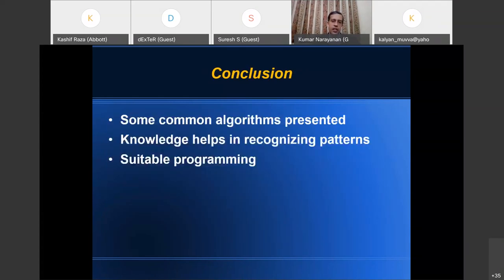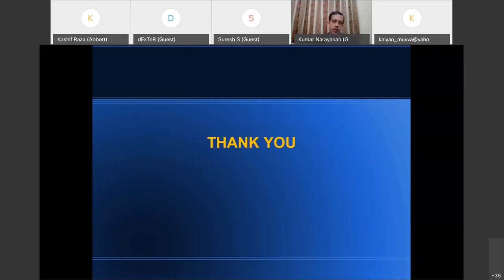To conclude, we have seen a collection of different types of algorithms, some of which you will encounter more commonly. And you have to have a basic knowledge of how these different algorithms work so that, number one, you can recognize that an algorithm is working and it's not some kind of weird malfunction of the device. And secondly, you should be able to program it suitably to take the best advantage of each and every algorithm. So thank you, and we'll see if there are some questions, we'll take them up.